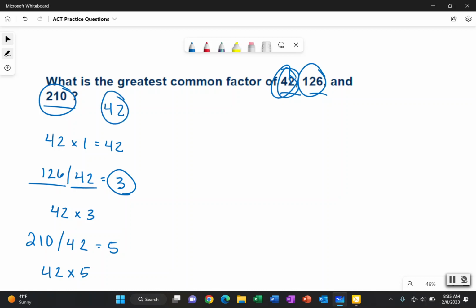Let's say, for example, that didn't work. Right? If we didn't have 42 as our answer, we would factor out like 1 times 42. 2 can go into 42 21 times, etc. Right? We would do that for each one of our factors, and we'd see which one is the greatest out of each one.